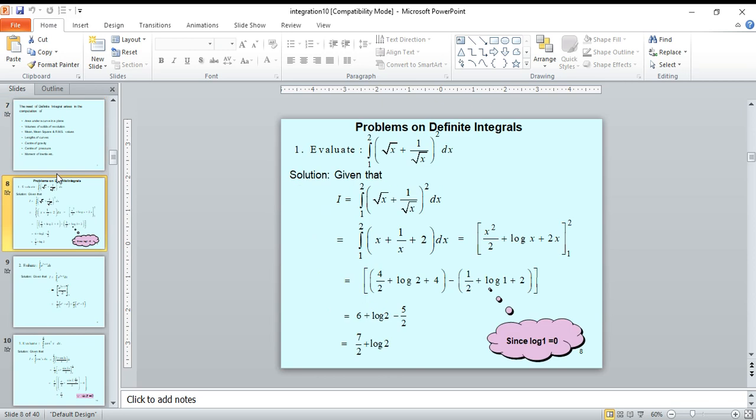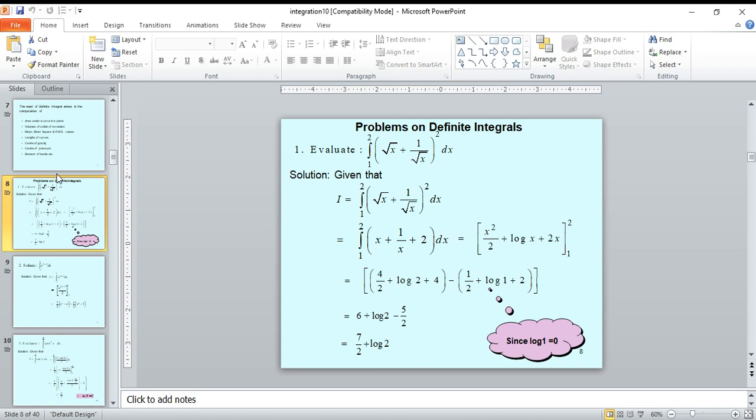Problems on definite integrals. First one. Evaluate integration from 1 to 2 of (root x plus 1 by root x) whole square dx. Definite integral uses the same formulas as indefinite integral. We proceed in the indefinite way, and lastly we apply the upper and lower limits.